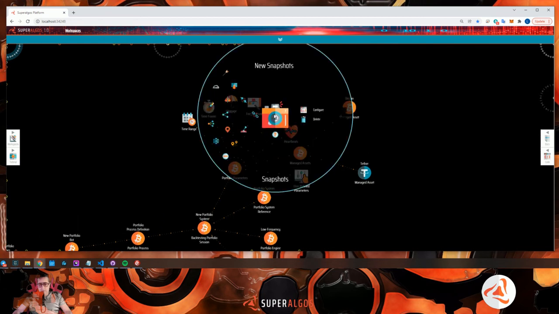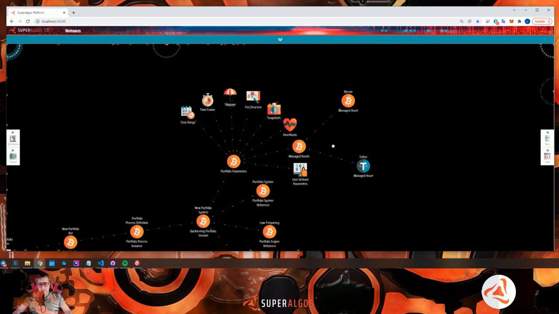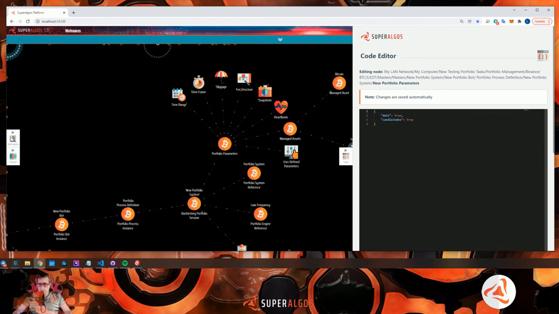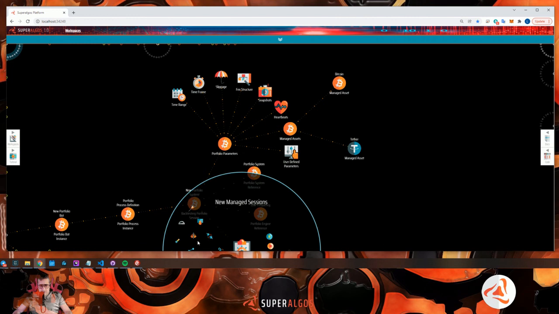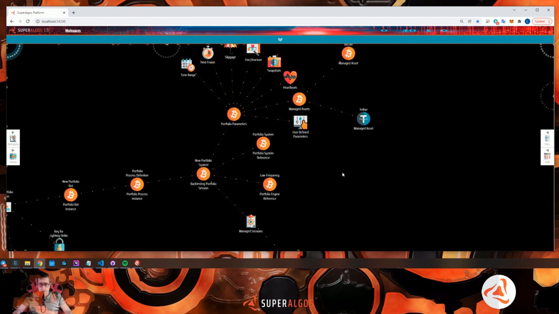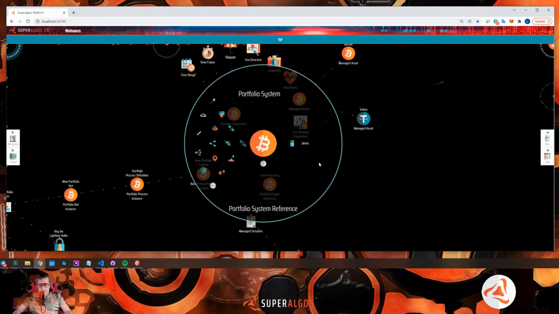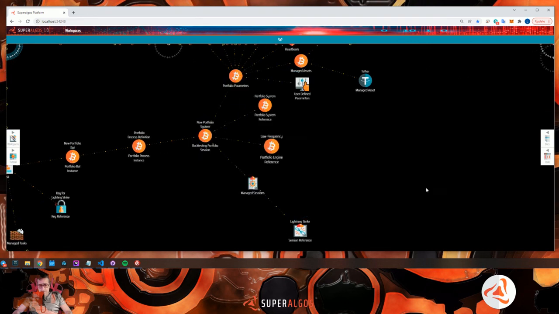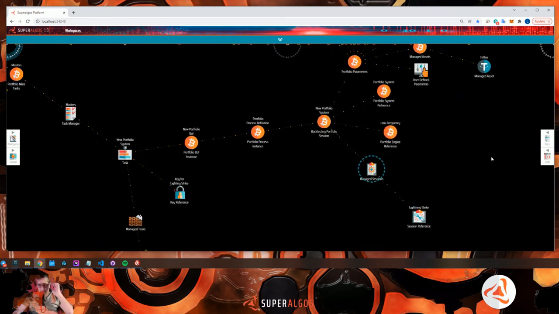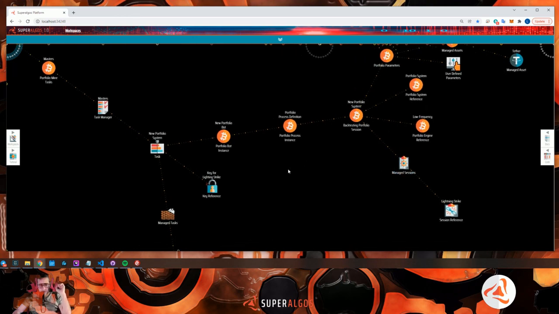Snapshots, I probably will remove this because I don't think we're going to have snapshots here. And heartbeats is about configuring if you want to show progress. I put true here, usually the default is false, so that we can know exactly which candle number is being processed at any point in time. Okay, then we have the reference to the portfolio system and the reference to the portfolio engine, and these are familiar concepts if you're already using Superalgos.